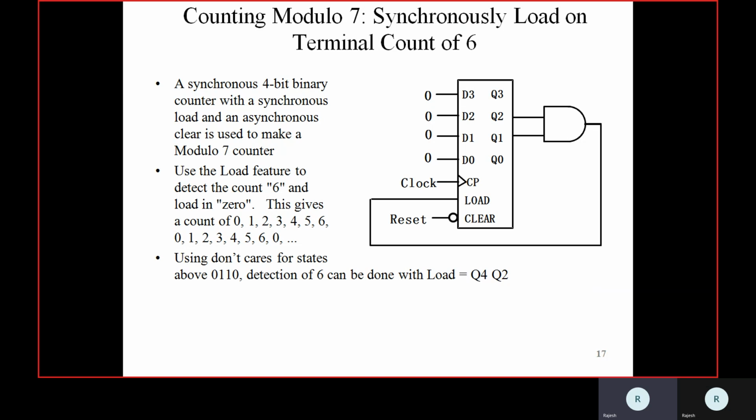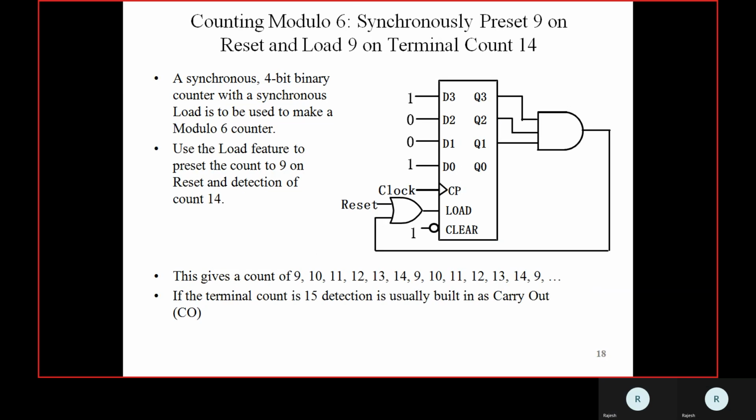This reset, if you apply an active low signal, that is going to clear. But here our count value is controlled by the load pin. So similarly, you can go on adding preset pin, clear pin, load pin to your design. So here what we are doing is we want to use a load pin, and we are designing it as a modulo 6 counter.